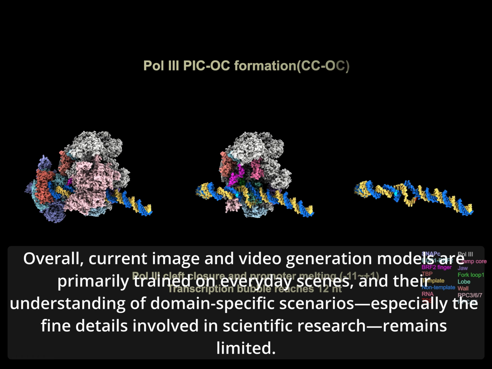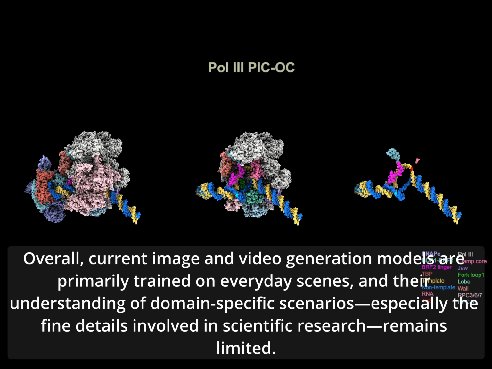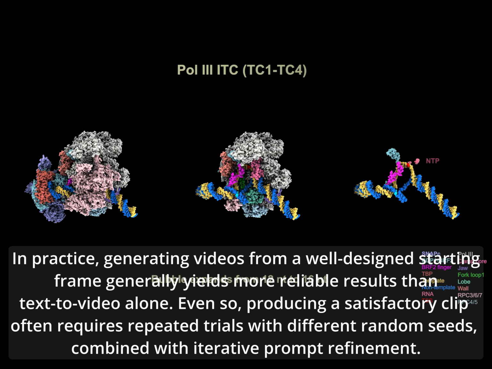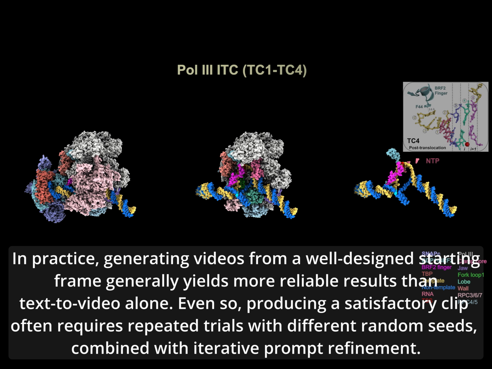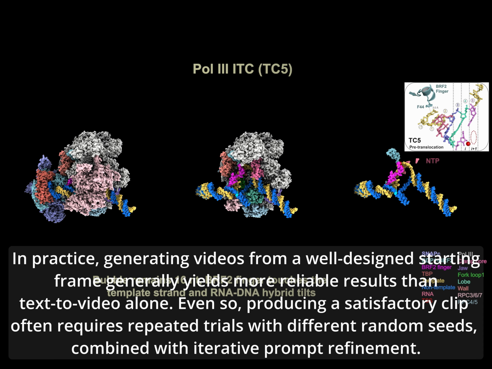Overall, current image and video generation models are primarily trained on everyday scenes, and their understanding of domain-specific scenarios, especially the fine details involved in scientific research, remains limited. In practice, generating videos from a well-designed starting frame generally yields more reliable results than text-to-video alone. Even so, producing a satisfactory clip often requires repeated trials with different random seeds, combined with iterative prompt refinement.